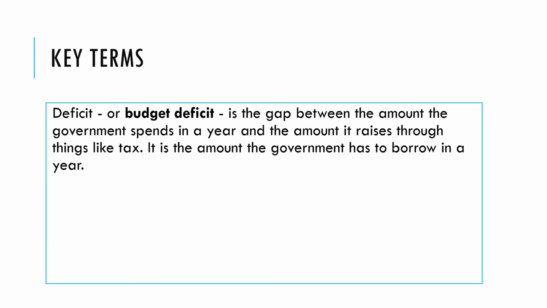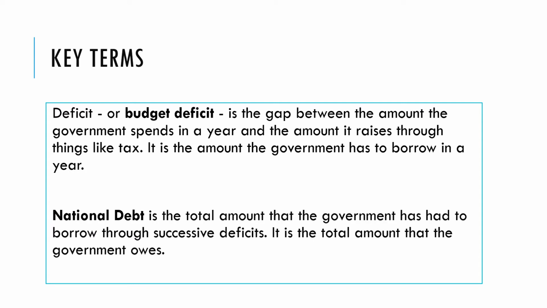So some key terms for us. The first one is a budget deficit, and that is the gap between the amount the government spends and the amount it raises through tax. This is also the amount that the government has to borrow. If they haven't got enough money coming in and they're trying to spend more, then they need to borrow from other countries or from businesses or from individuals. And this all accumulates to form what is known as the national debt. That is the total amount that government has borrowed through successive deficits. And one of the negatives of the national debt is that you have to pay it back eventually, plus interest.